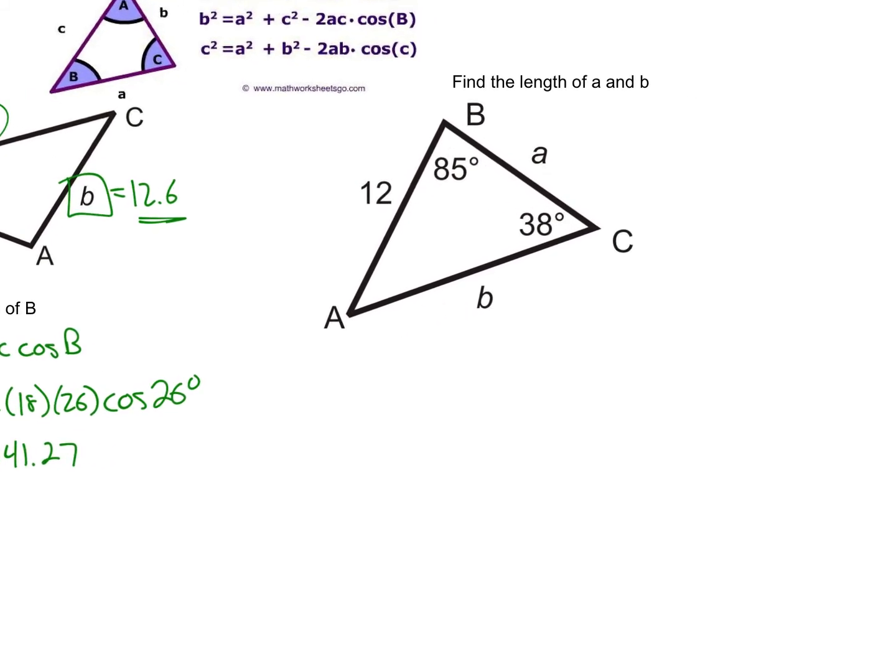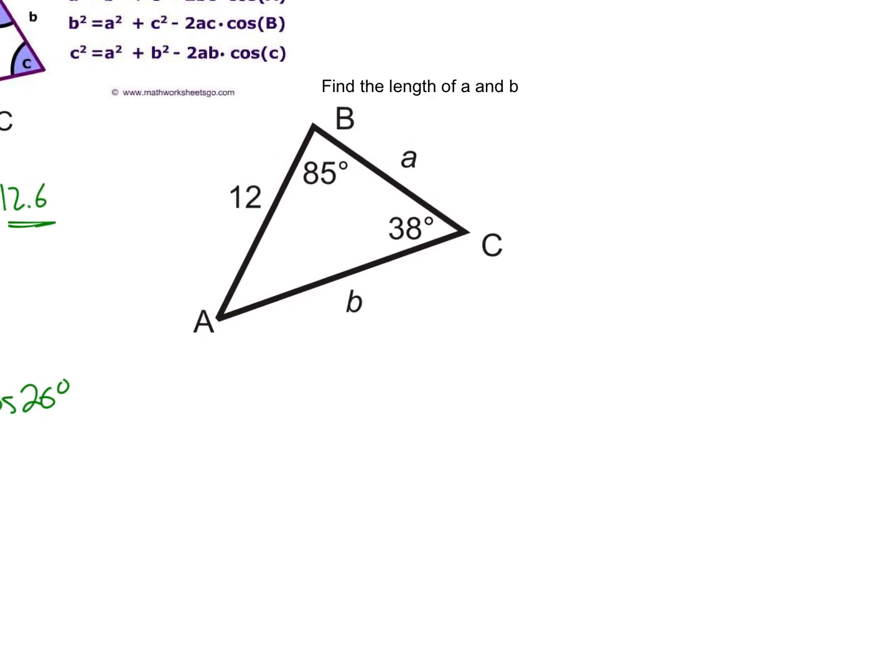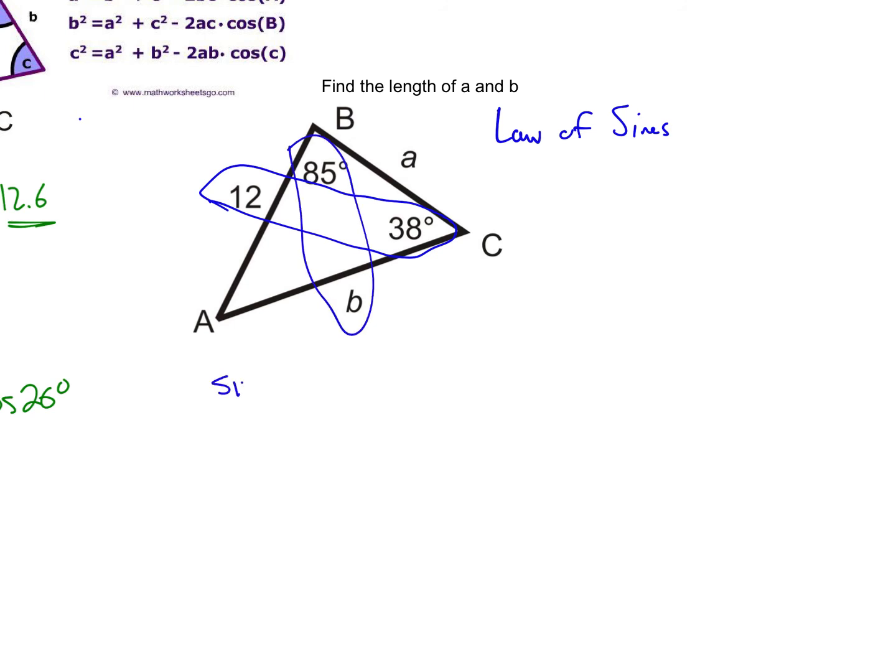Okay, so here on this one, figure out the length of A and B. But this one, if you notice, I've got an angle and the side across from it. So this one I'm actually going to use law of sines. I'm going to figure out two things. First thing I'm going to figure out is B. So I'll have sine of 38 over 12 equals sine of 85 over B. Do some cross multiplying. 12 times sine of 85 equals B times sine of 38.